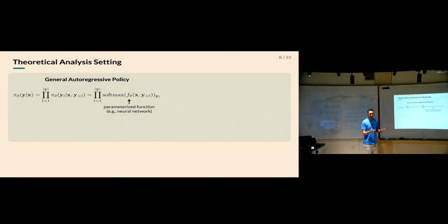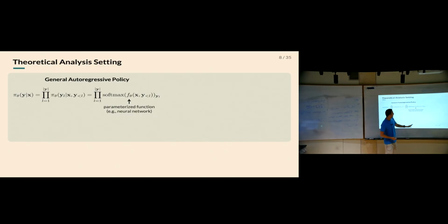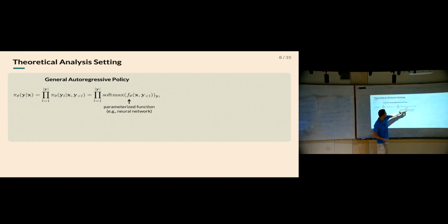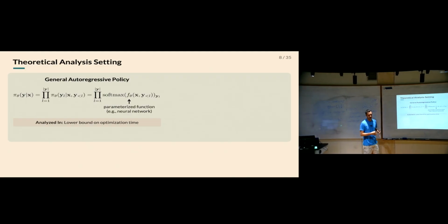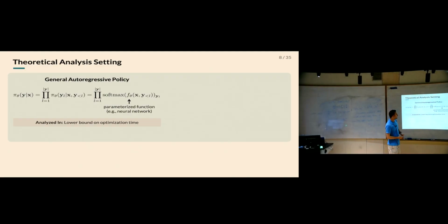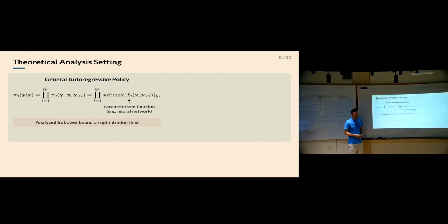The way that they produce a distribution over outputs is they decompose it into a product of next token probabilities, and then each probability for the next token is just a softmax over a vector of logits, and the way that you get this vector is through some parameterized function f theta. This can be your favorite neural network, it can be a transformer, it can be anything else. We only need it to be differentiable with respect to theta. And for this parameterization, what we can prove are lower bounds on optimization time. So the lower bound that I'm going to show soon will apply to this very general class of policies.